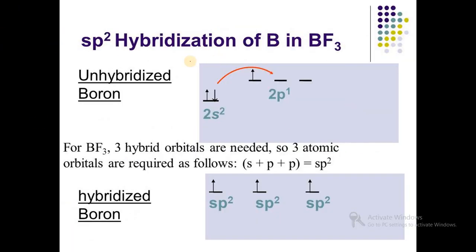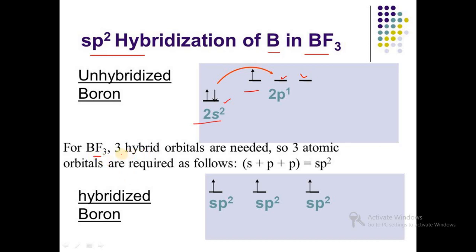Now the sp2 hybridization of boron in the BF3 molecule. The atomic number of boron is 5 and its electronic configuration is 1s2, 2s2, 2p1. So in the ground state, or unhybridized boron, the electronic configuration is 2s2 and 2p1, and the other 2 p orbitals are empty.